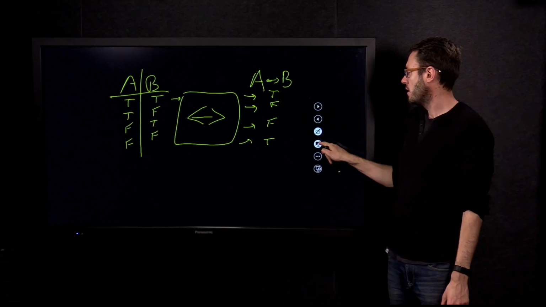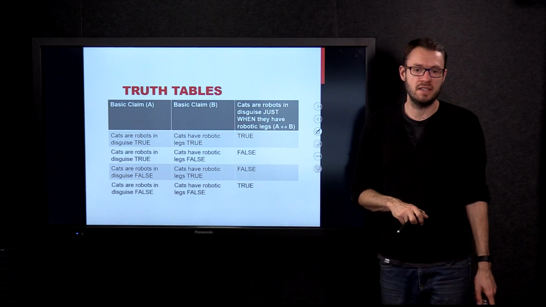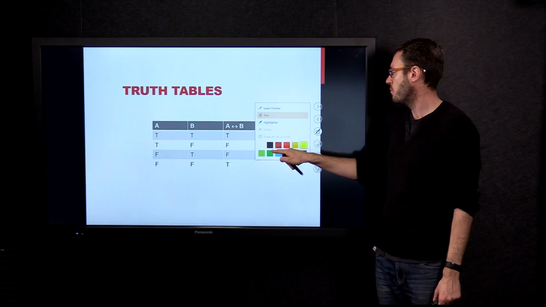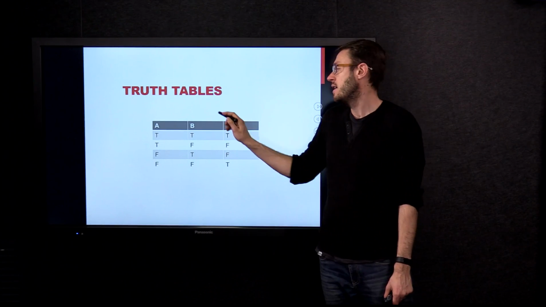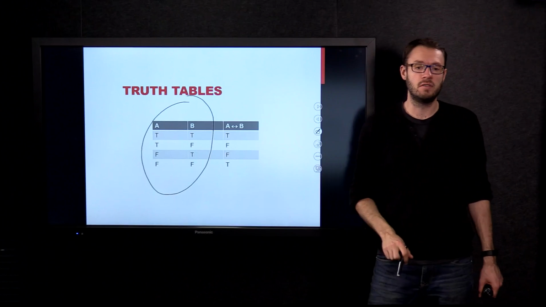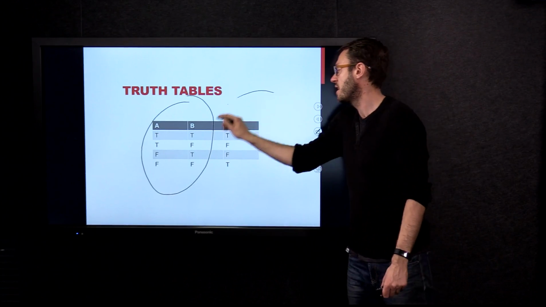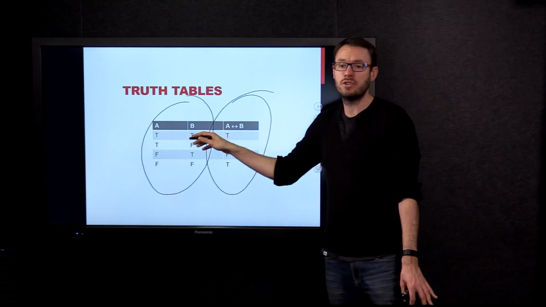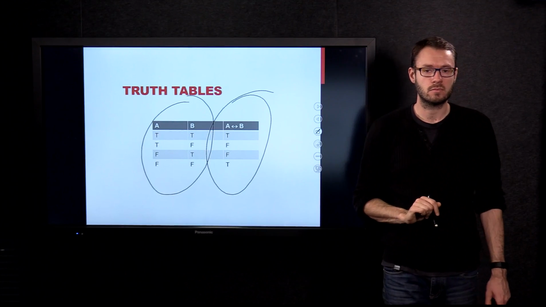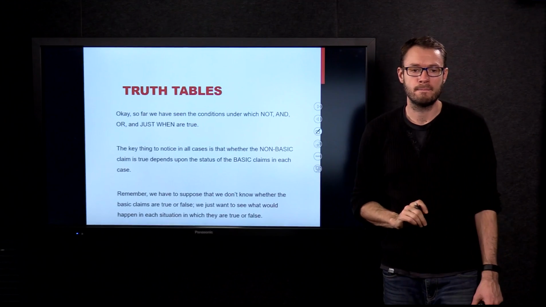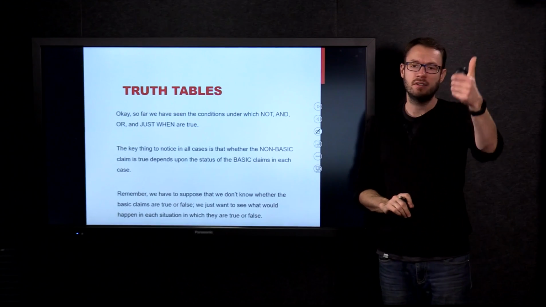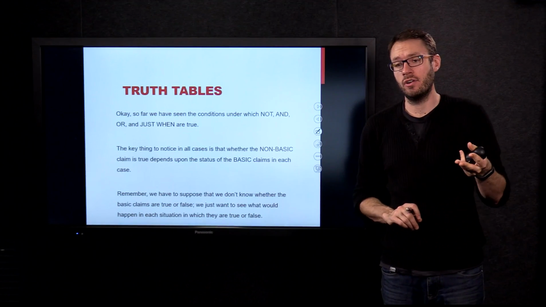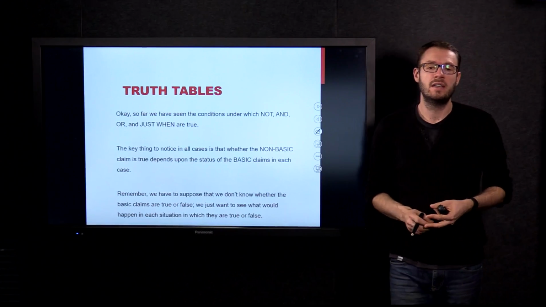Okay. Again, that's complicated and messy to draw, so we're going to simplify it into this truth table. And this is the truth table for the biconditional. And what we have here, again, the basic propositions and all of the possible options for those basic propositions, and then all of the possible options for the compound proposition in relation to those basic propositions. All right, so that gives us not, and it gives us and, it gives us or, and it gives us just when, or just in case, or if and only if, or the biconditional, in other words.